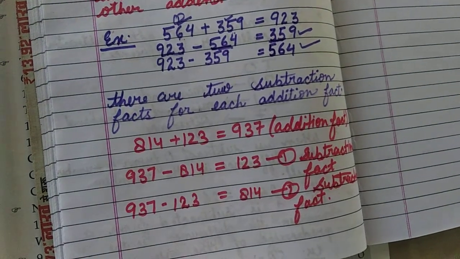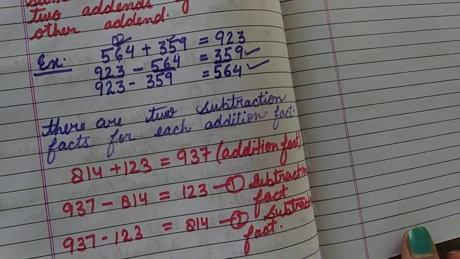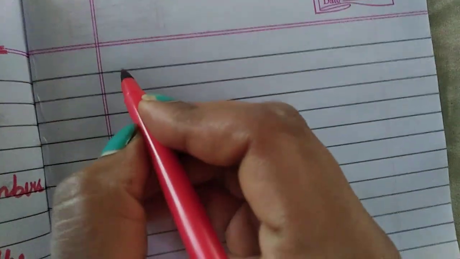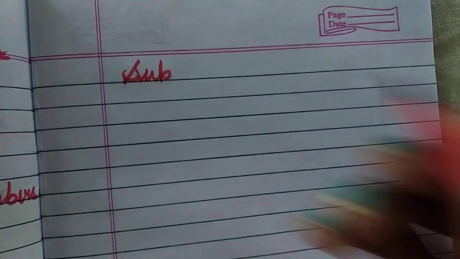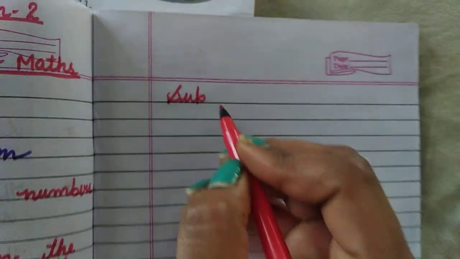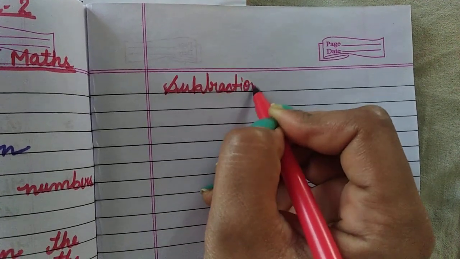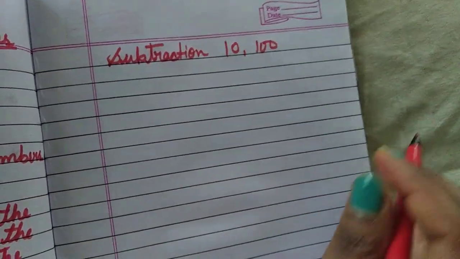Okay, children, I hope it is clear and you understood very well. Now I'll explain you subtraction of 10 and 100.